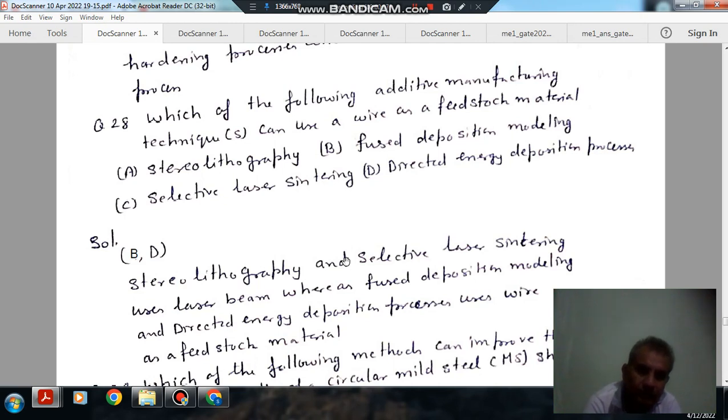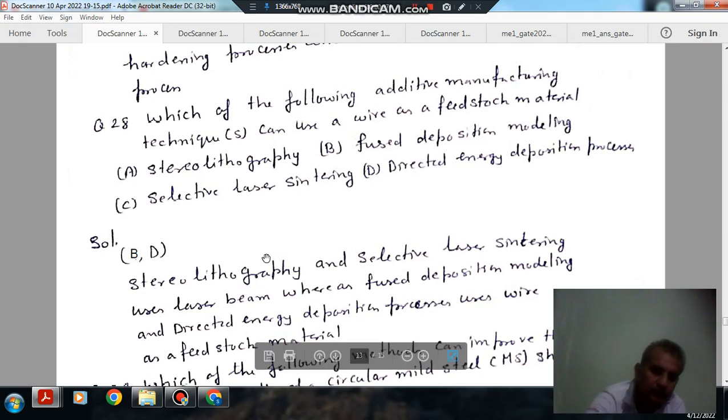Question number 28: which of the following additive manufacturing techniques can use a wire as a feedstock material? Option A, stereolithography. Option B, fused deposition modeling. Option C, selective laser sintering. Option D, directed energy deposition processes.